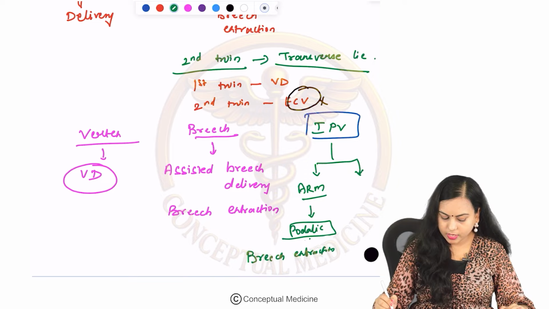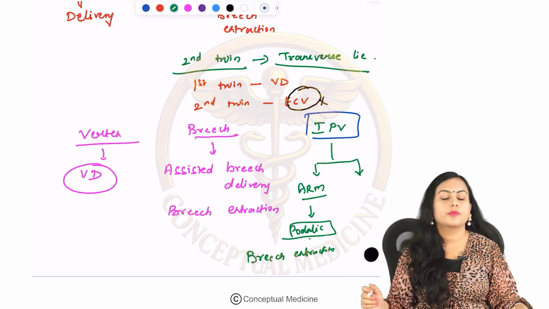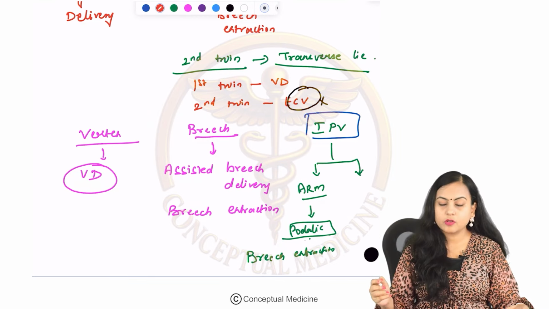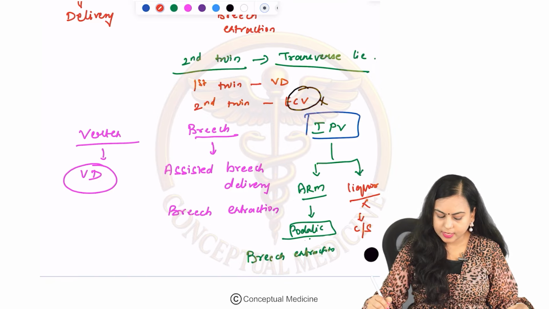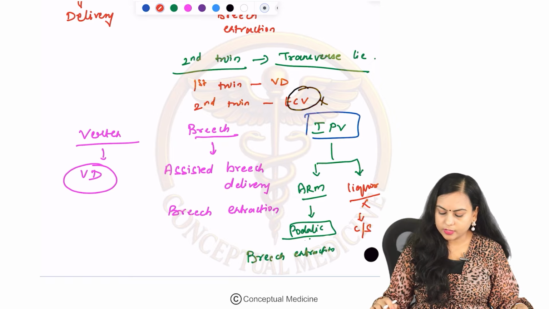Okay, suppose the membrane has drained out, will you be able to perform this internal podalic version? No, it is not possible, right? Because there will be difficulty in holding the baby and bringing it down. So at that time, suppose the liquor is not adequate, then you will offer her cesarean section directly. Clear? So, this is all about the delivery of multiple pregnancy.